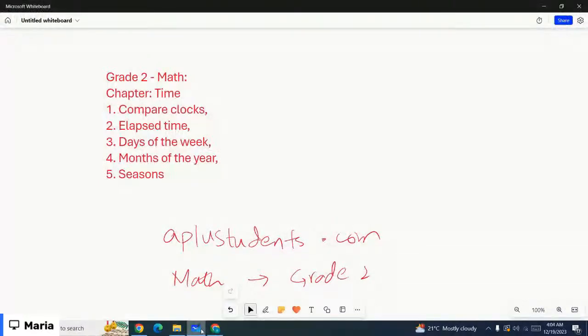We're going to start with the chapter time, and the lessons we're going to cover from the chapter are compare clocks, elapsed time, days of the week, months of the year, and seasons. Please make sure you have your notebook and pencil so that you can note down the important examples and definitions as well, right? So let's just start with the chapter time.